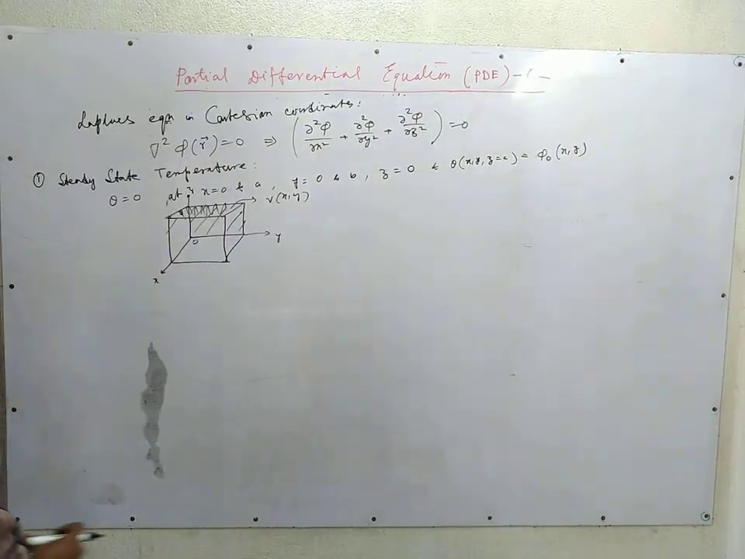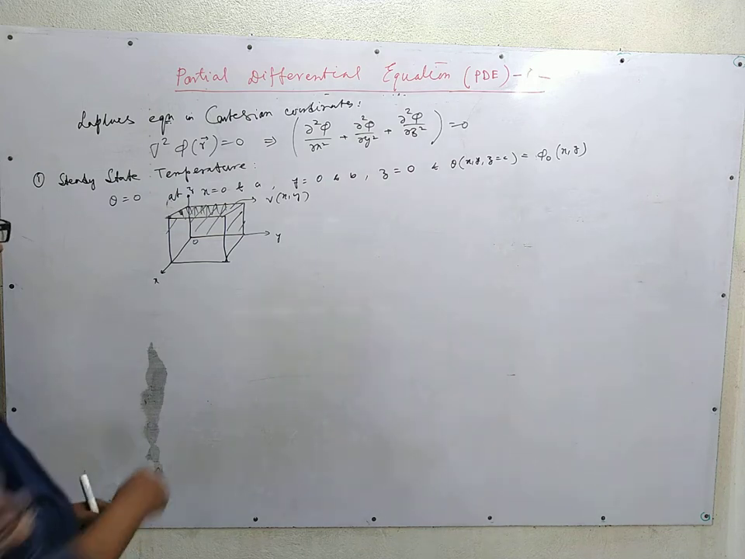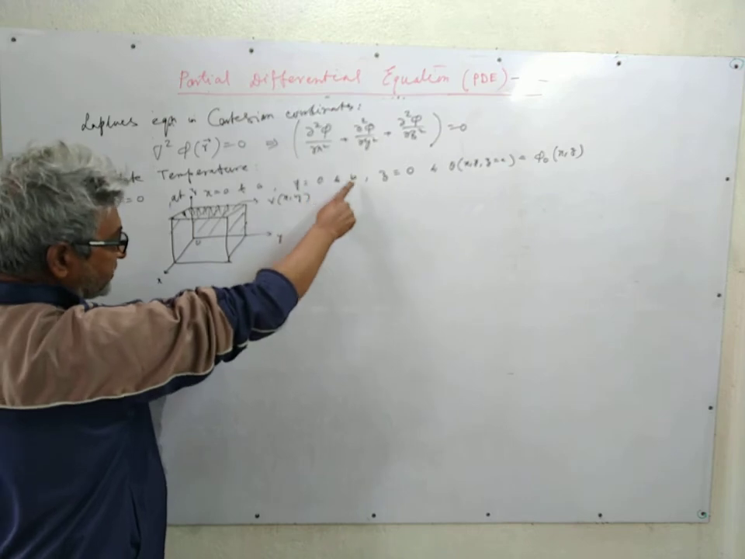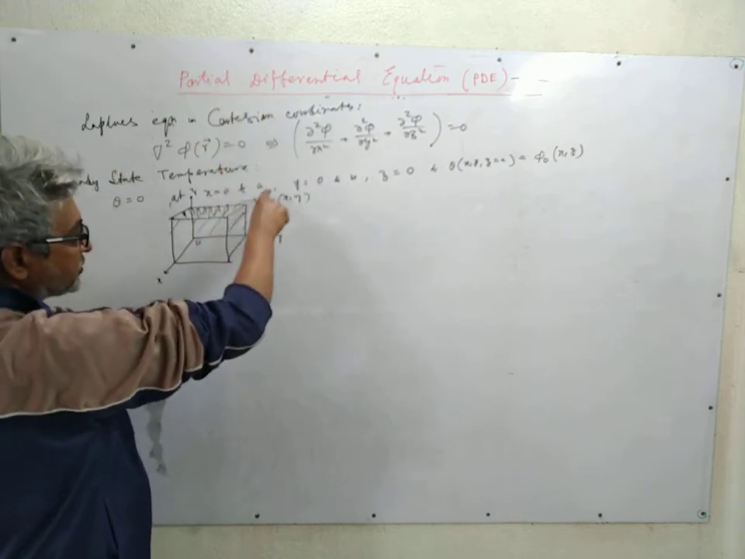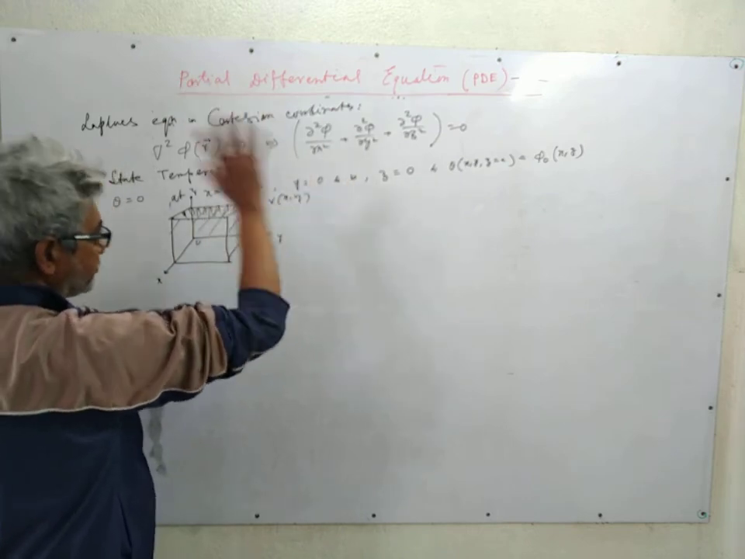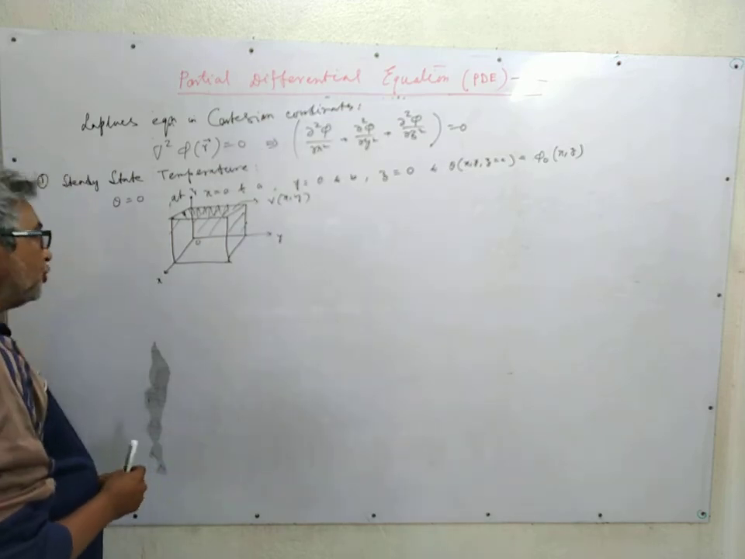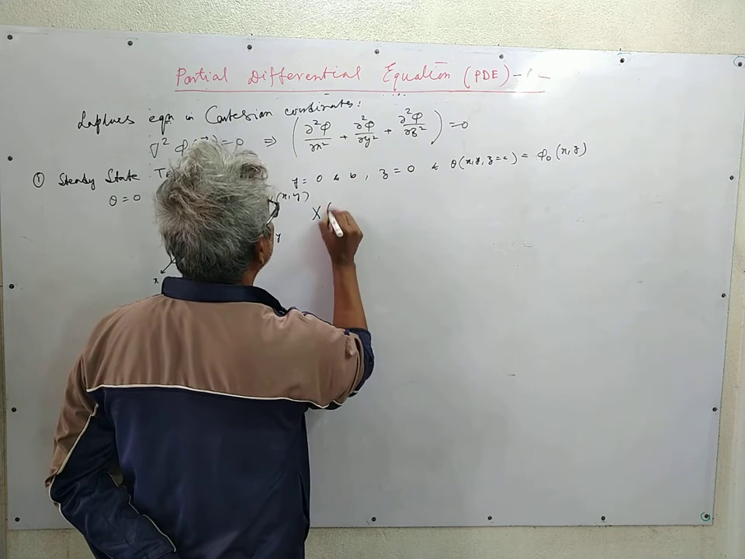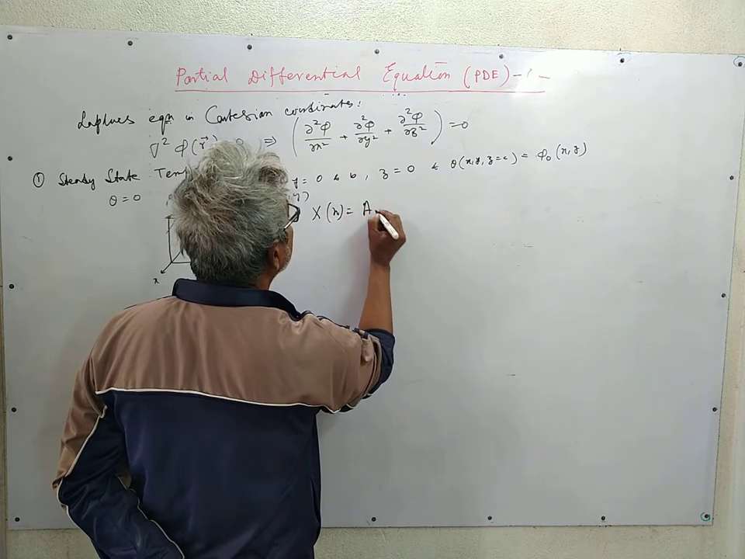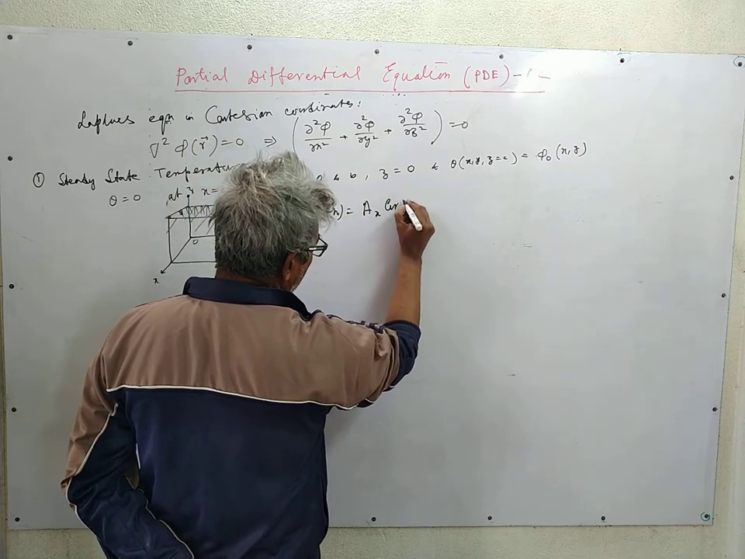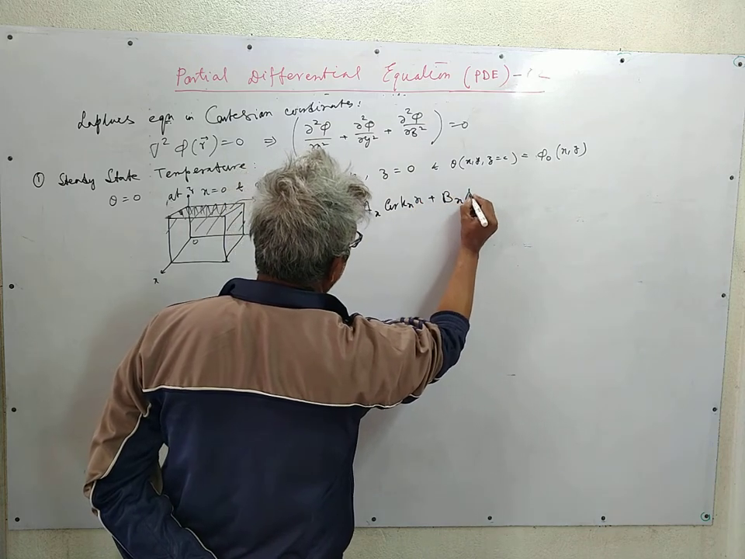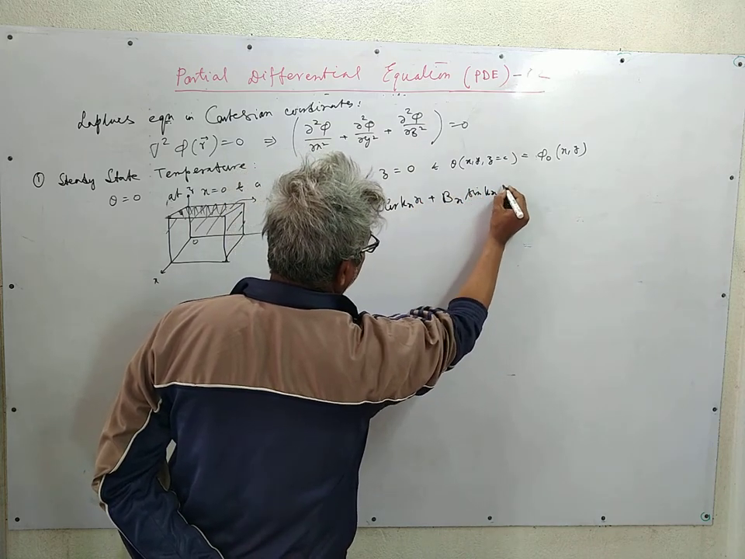So the solution must satisfy the condition that the solution is 0 at x is equal to 0 and a, and at y is equal to 0 and b. The exponential solution cannot satisfy these two conditions. So we assume a periodic solution in x direction. So we write X is equal to Ax cos kx x plus Bx sine kx x.